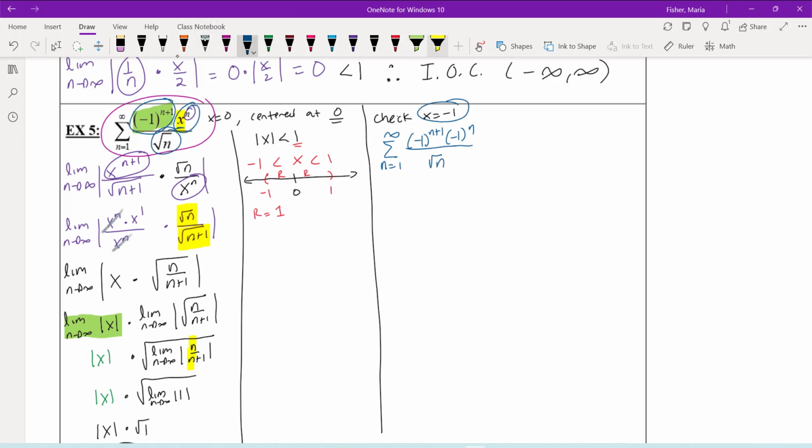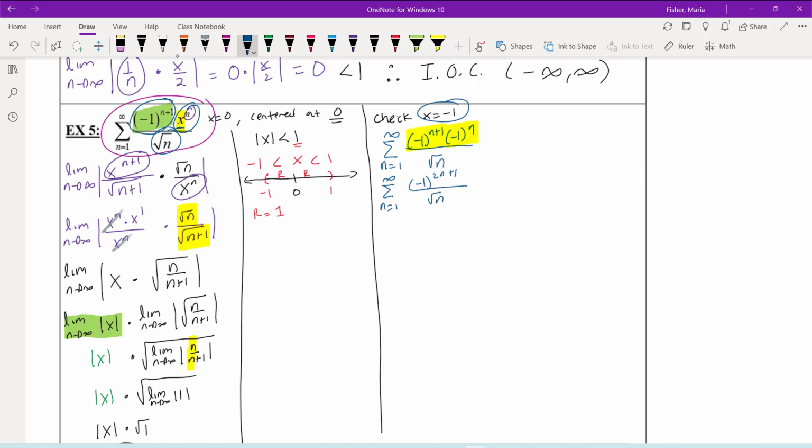Well, now I need to clean this up because I need to determine what's happening. Well, negative 1 to the n plus 1 times negative 1 to the n, since the bases are the same, they're both a base of negative 1, and we're multiplying, we add the exponents. So that becomes n plus 1 plus n, or negative 1 to the 2n plus 1. So we have negative 1 to the 2n plus 1 all over the square root of n.